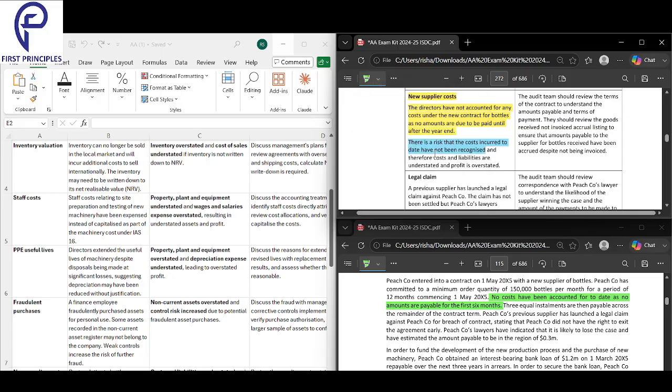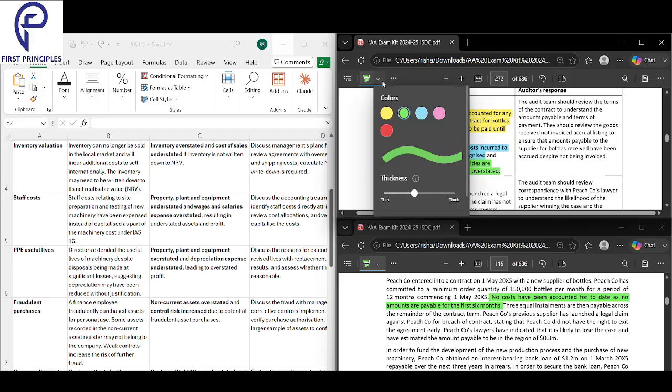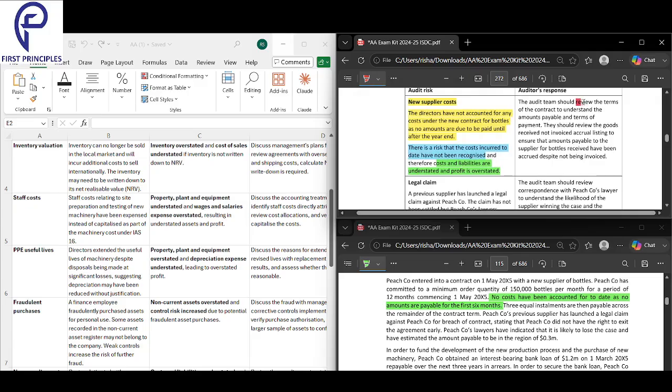So what has happened is the costs and liabilities are understated and your profit is overstated. So what you should do is review the terms of the contracts to understand the amounts payable, and review the goods received not invoiced accrual listing to ensure that the amounts payable to the supplier for goods receipts have been accrued despite not being invoiced.